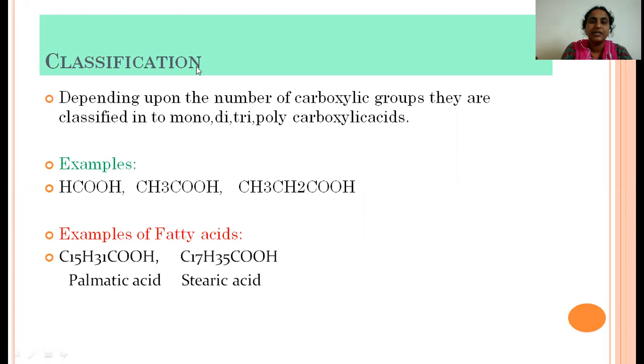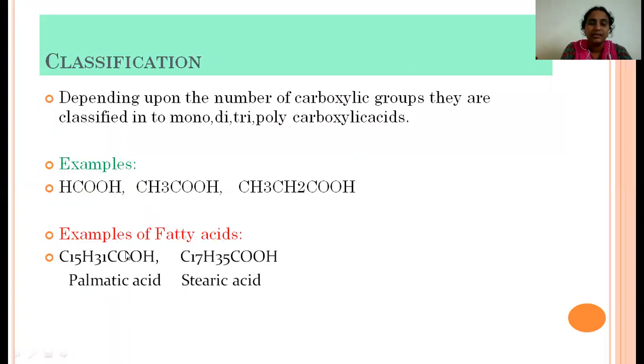So coming to the classification of the carboxylic acids, depending upon the number of carboxylic groups, they are classified into mono, di, tri, poly carboxylic acids. For example, if you see this formula HCOOH, the general name of this compound is formic acid. Whereas here in place of hydrogen, a methyl group is present, so this is called acetic acid. Here in place of hydrogen, an ethyl group is there, so this is called propanoic acid. Formic acid, acetic acid and propanoic acid.